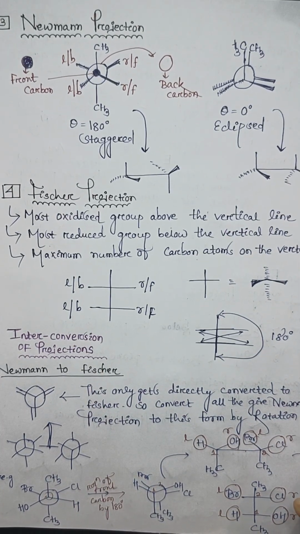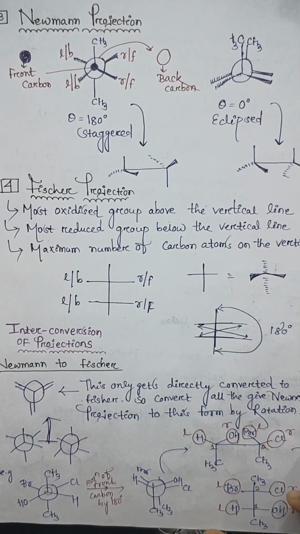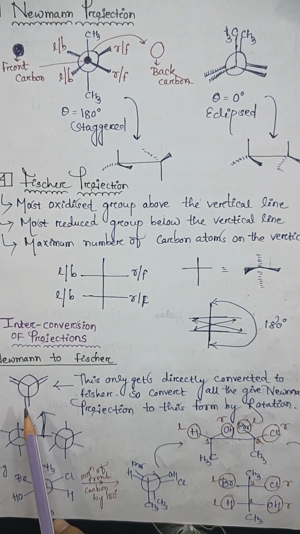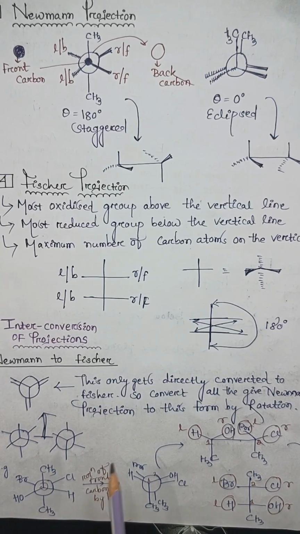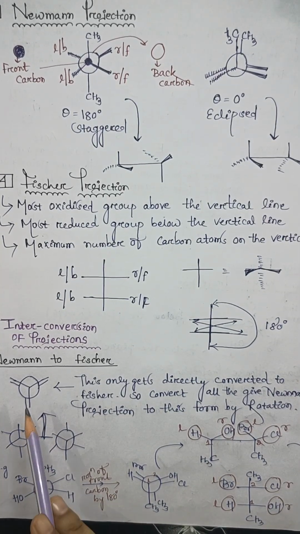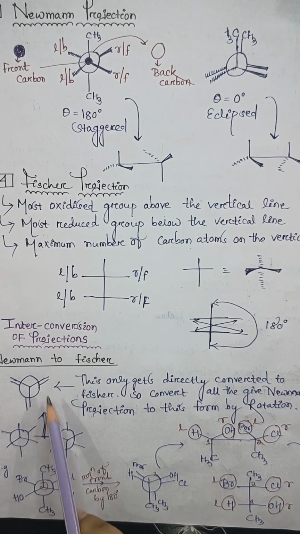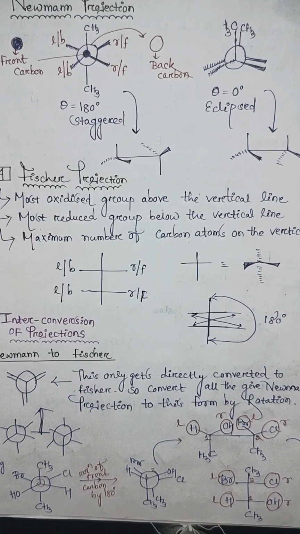Then there is interconversion of different projections. First we will go from Newman to Fischer. See, this is the only projection which can be directly converted to Fischer. So whatever projection or structure is given, we have to convert first to this projection, then this can be directly converted to Fischer.